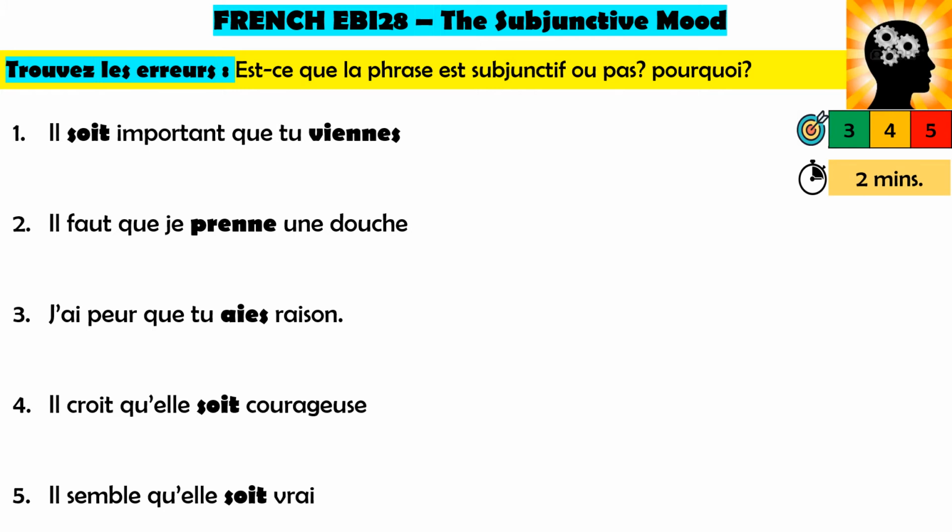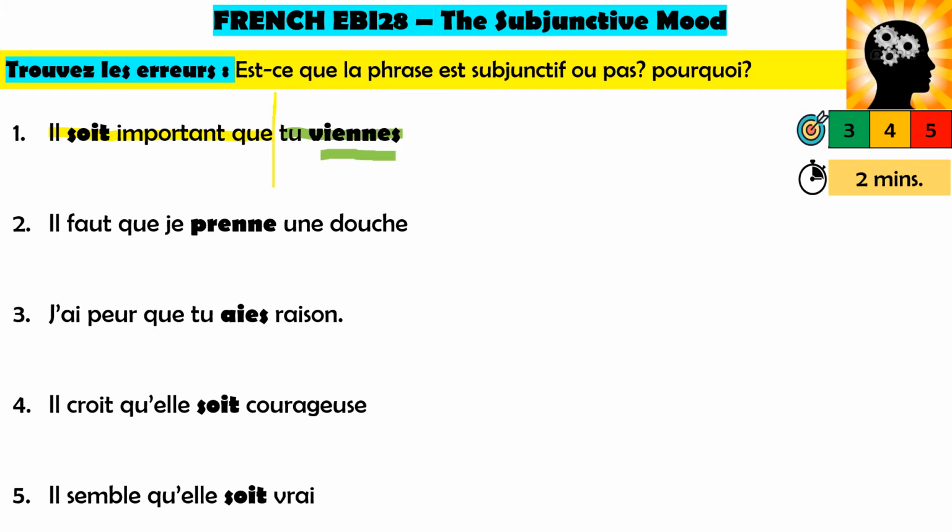Donc, il dit, il soit important que tu viennes. All right. Is this correctly in the subjunctive mood? Well, let me think about my rules. So, first off, main clause, dependent clause. Here's my main clause, because it's before the que, and here's my dependent clause after the que. So, viennes, I tell you, there's no mistake in how the verb's conjugated, because I've not taught you that yet. That's correct. Il soit important que tu viennes. There we go. So, this is correctly in the subjunctive.